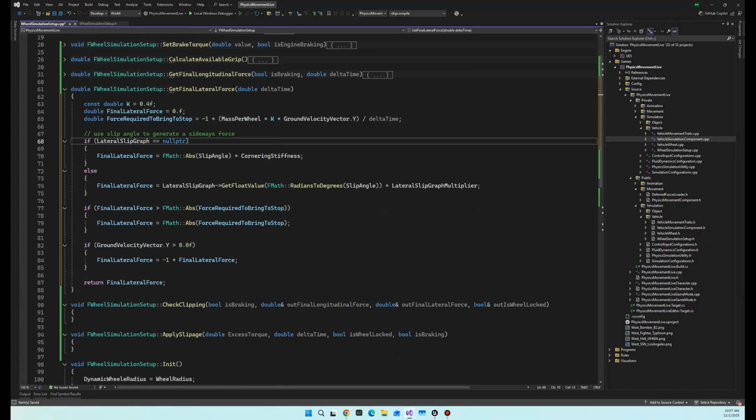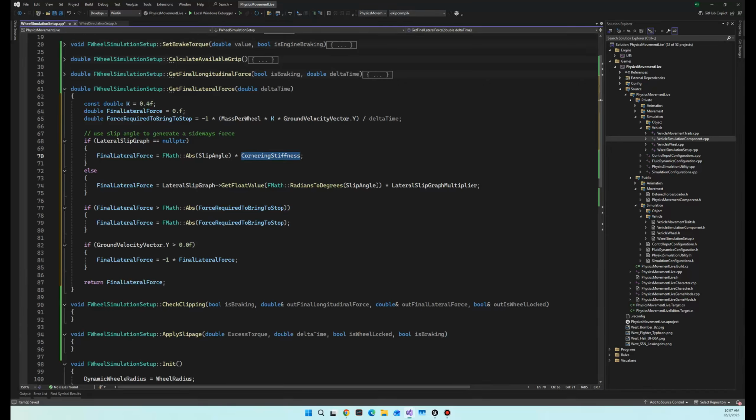And then we have the lateral slip and grip. So this is our lateral slip graph. If we're not using the slip graph, then we're going to take the slip angle times the cornering stiffness. So that's the cornering stiffness value.